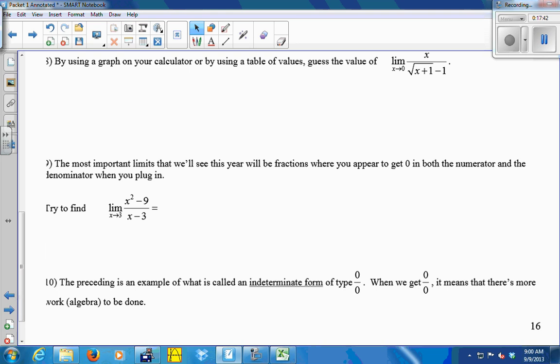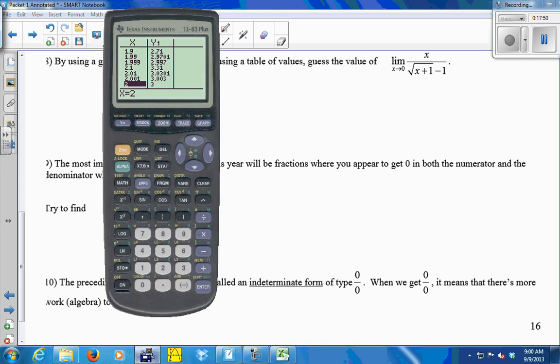All right, so using a graph on your calculator and a table of values, we want to guess the value of this limit. So we go to y equals. We type in x over, and then the square root of x plus 1, close the parentheses, minus 1. And I want to know the limit as x approaches 0.